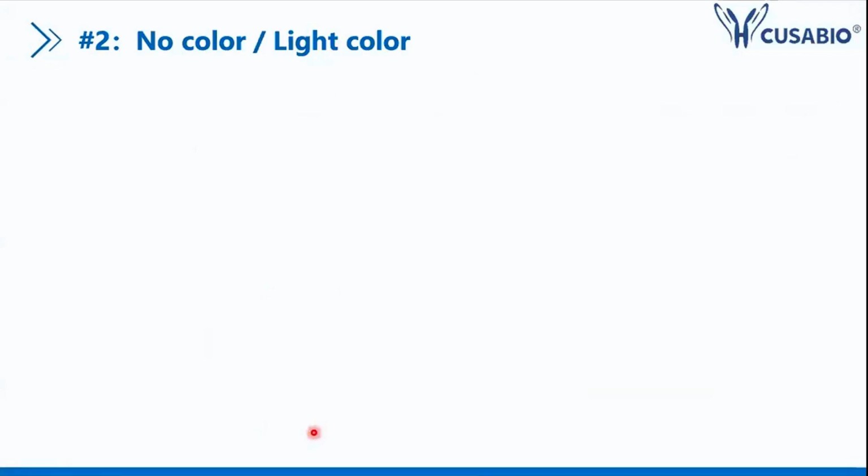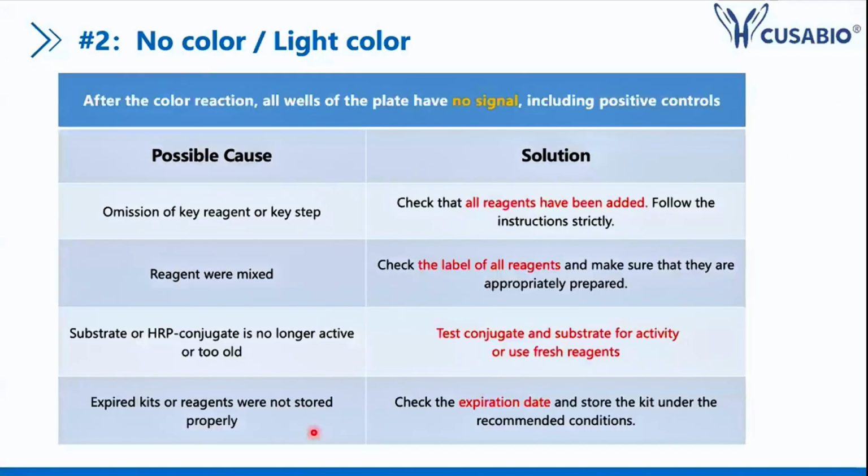So what are the possible causes of this no color or light color? Common reasons are a mix-up of the reagents, or you missed some key reagent or key step during the ELISA experiment. In this case, check all the reagents and follow the instructions strictly to finish your experiment. Moreover, some possible causes can come from the color development step. If the color development goes wrong, you will never get any clear color.